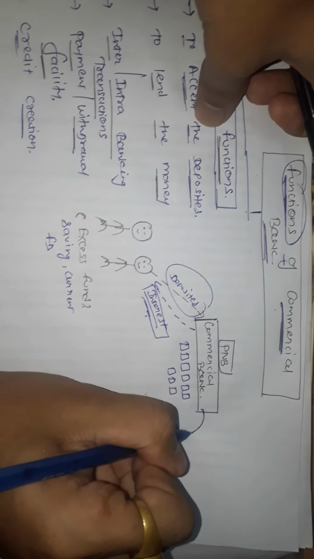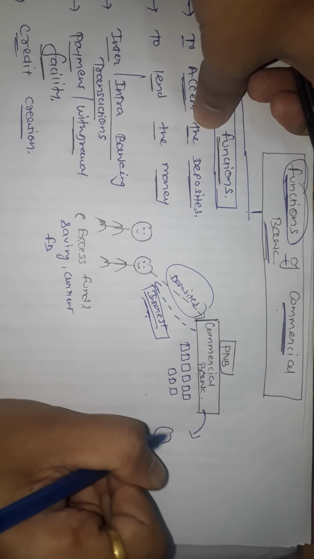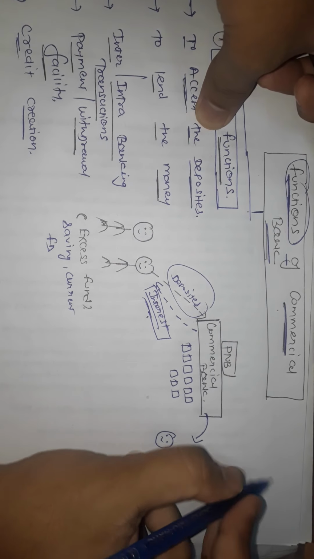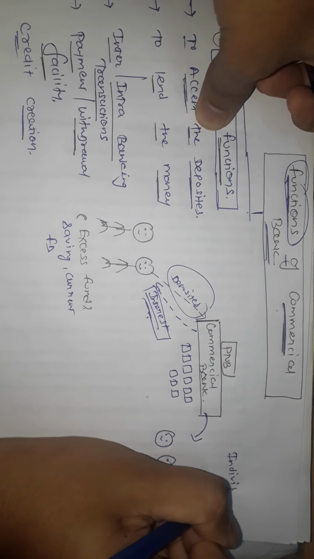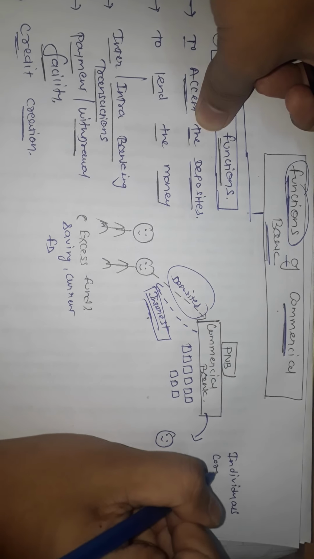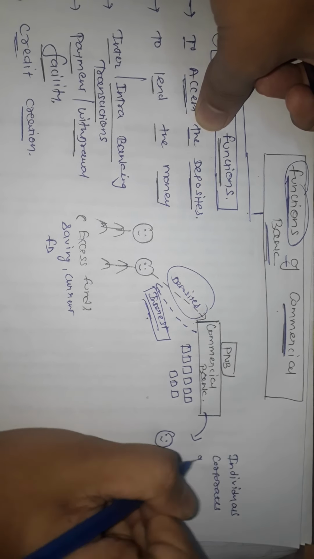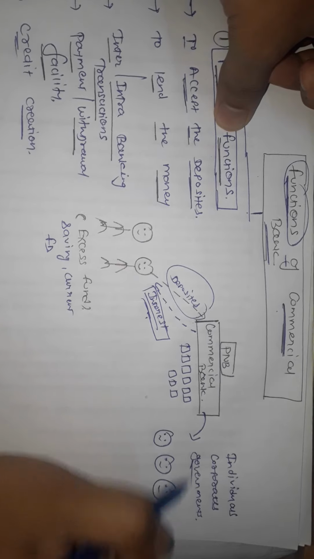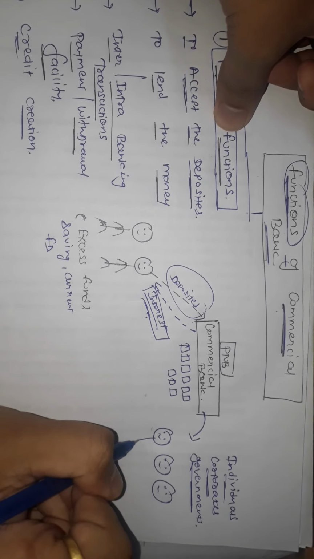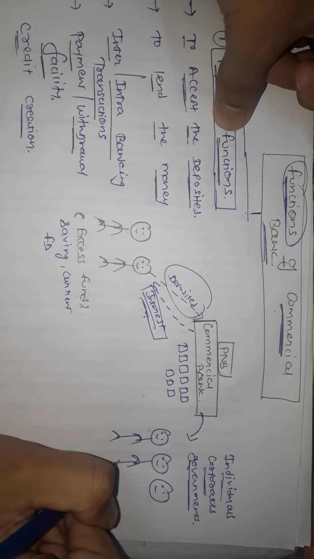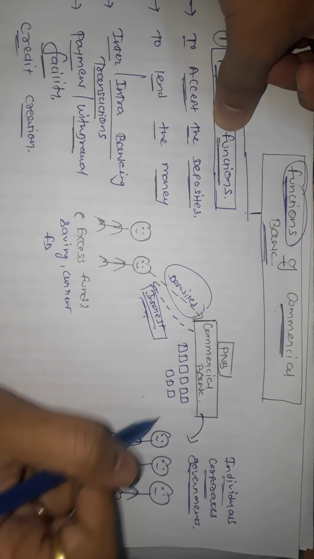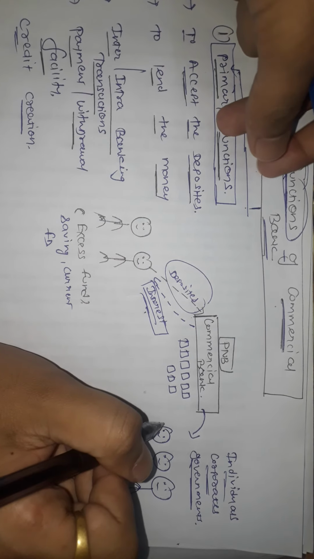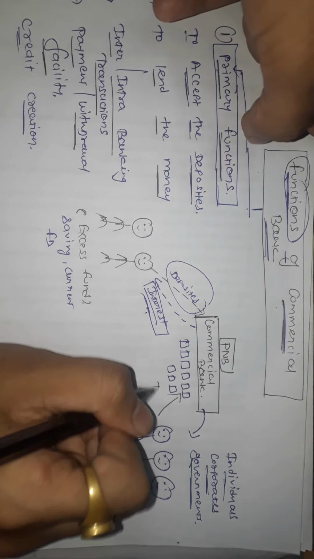The commercial bank will lend that fund to needy people. Here, individuals, corporates, governments, many people are ready to take a loan from the commercial bank. So when these people take a loan from the commercial bank, they have to pay some amount of interest to the commercial bank.